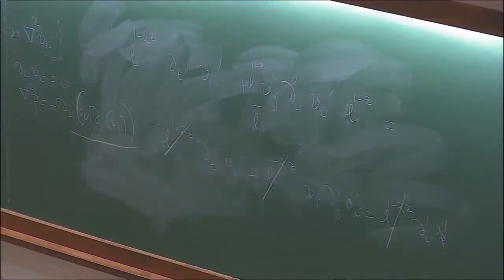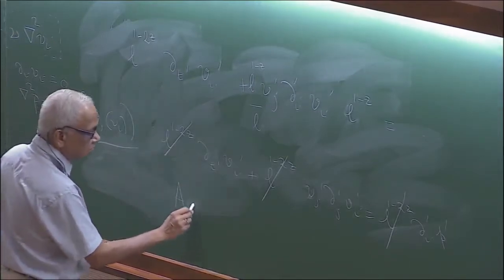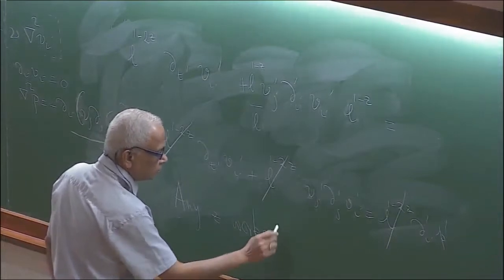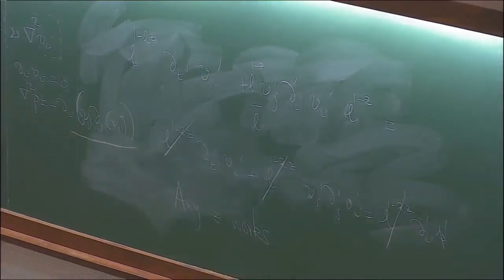So the Euler equation has scale invariant solutions. You can do this rescaling over here, and you'll get the same equation back for any Z. So any Z works. So that's all right. No information, really.